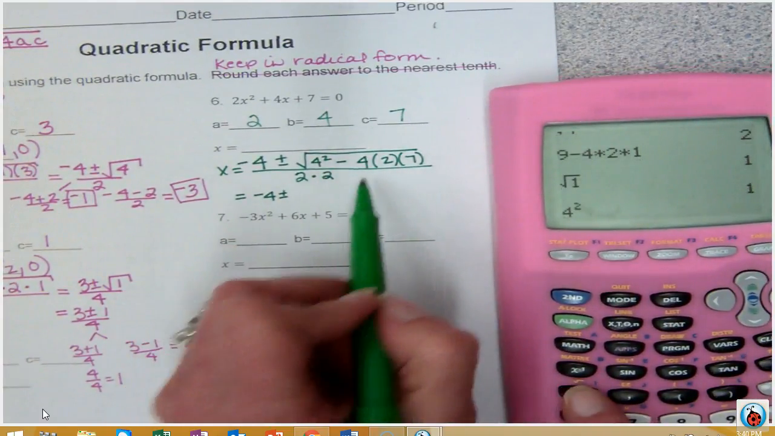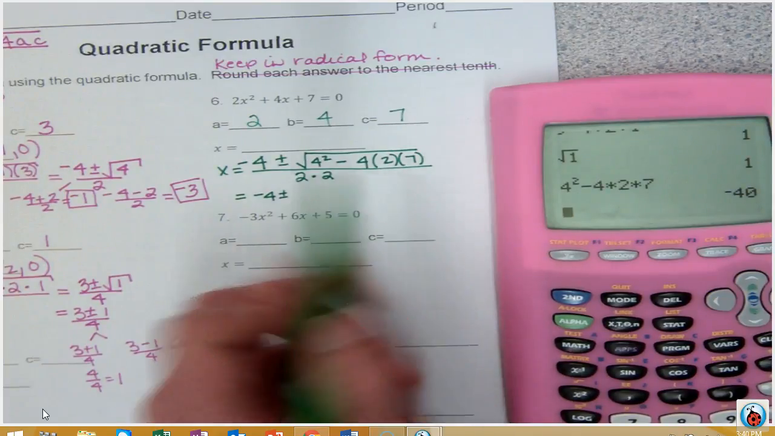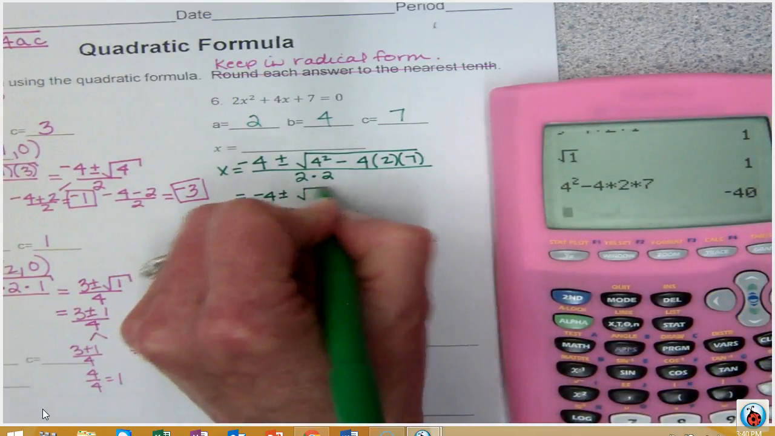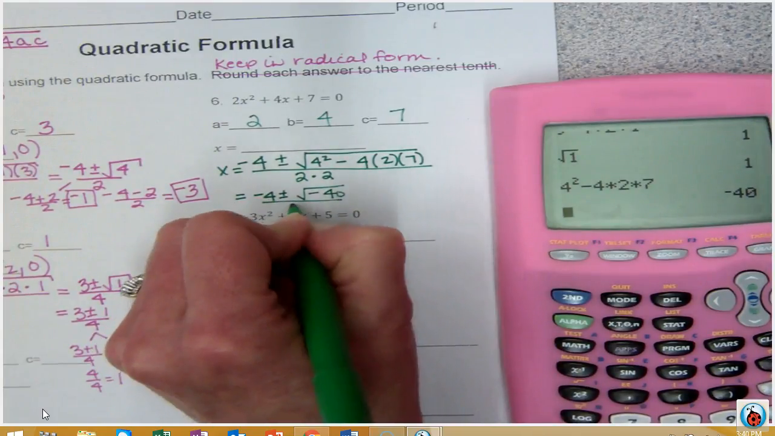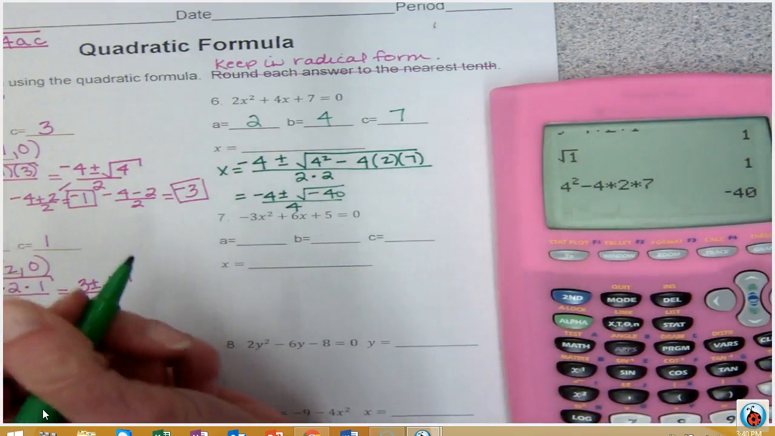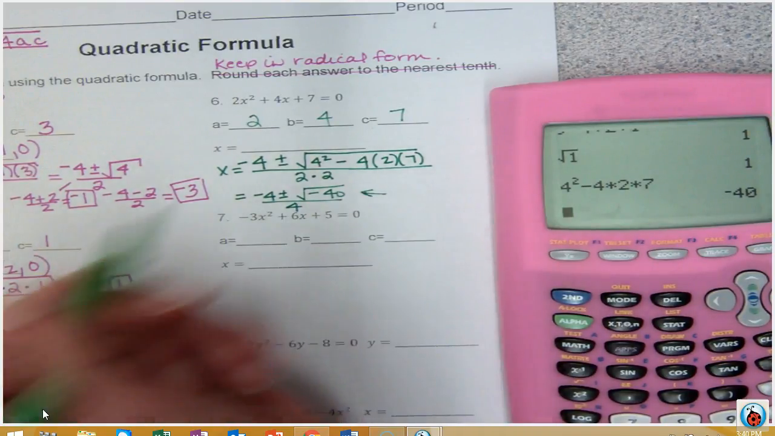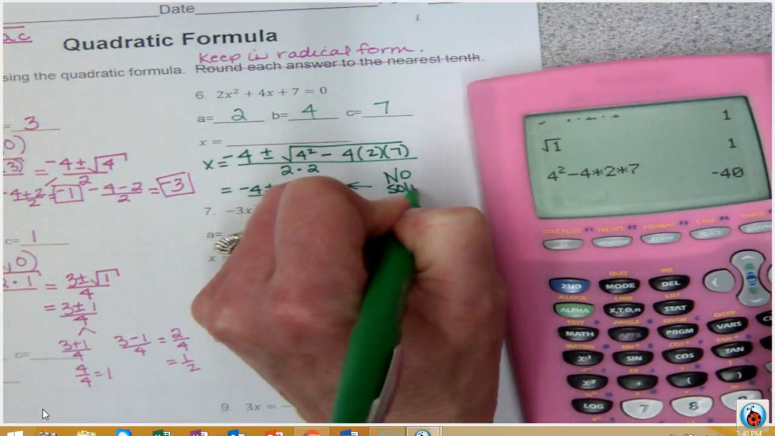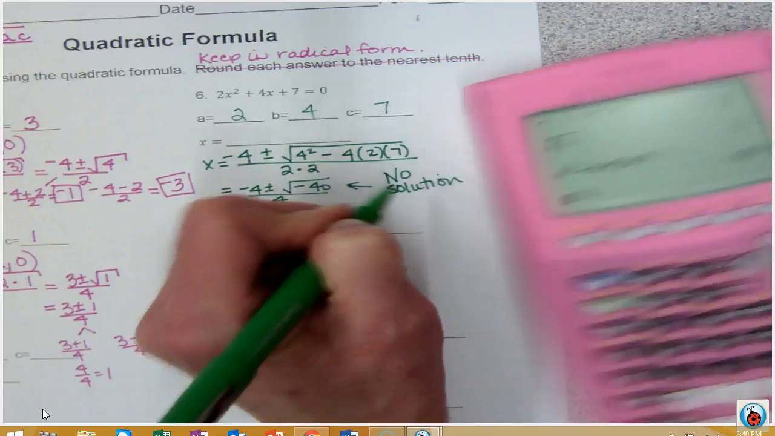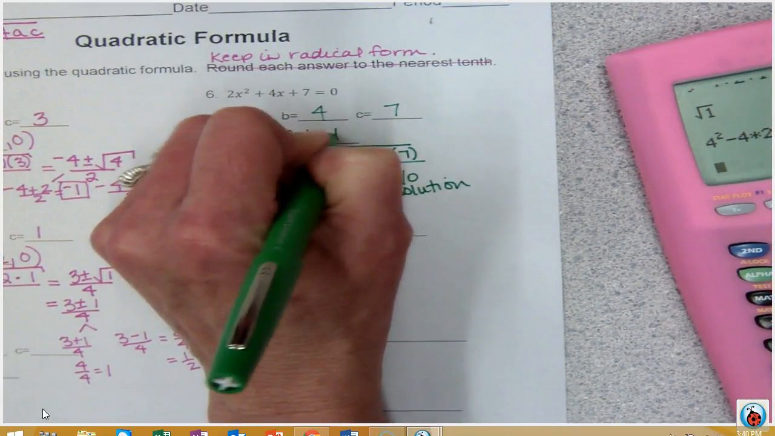4 squared minus 4 times 2 times 7. Now I'm going to get the square root of negative 40 divided by 4. And the square root of negative 40 means no solution. So up here I'm going to write no solution.